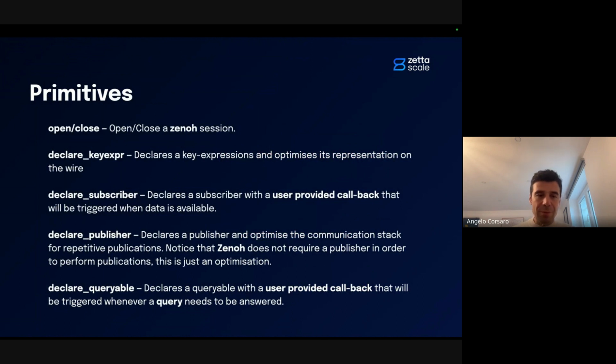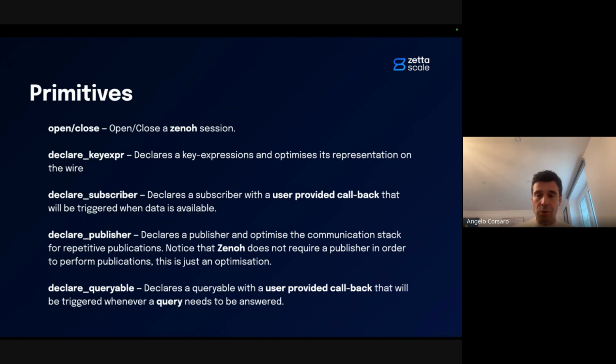In terms of the primitives, there are just a handful. So again, you have open and close to open or close a Zenoh session. You can declare a key expression. Again, this is optional and it is an optimization. Although you see strings in Zenoh, those strings are either explicitly or automatically represented with small integers. If you want to force the association of your resource name to a small integer, you either declare a publisher or you declare a resource.